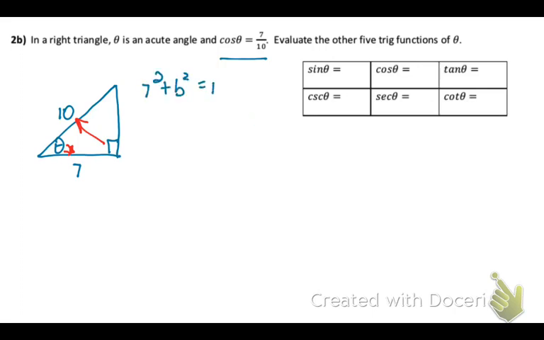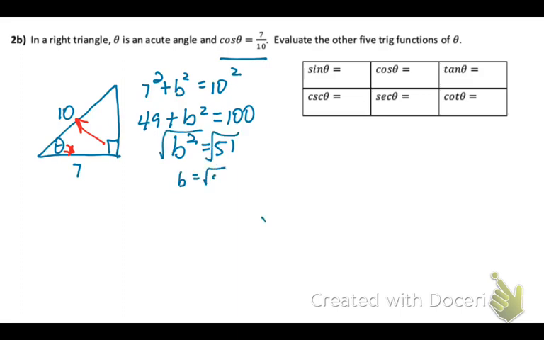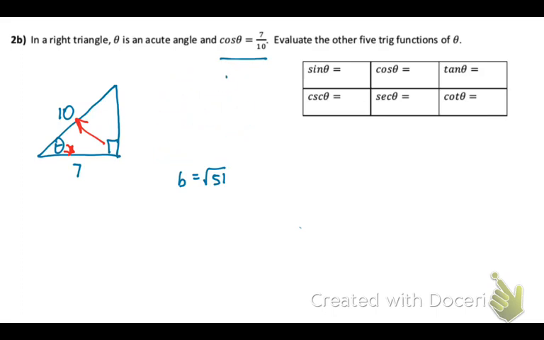So set up an equation. So you'll get 49 plus b squared equals 100. B squared will equal 51. And b is the square root of 51. I'm going to erase some of this work so I can label the triangle clearly. All right, let's fill in what we know. So we know that the cosine, we were told, is 7/10, so the secant is just 10/7.